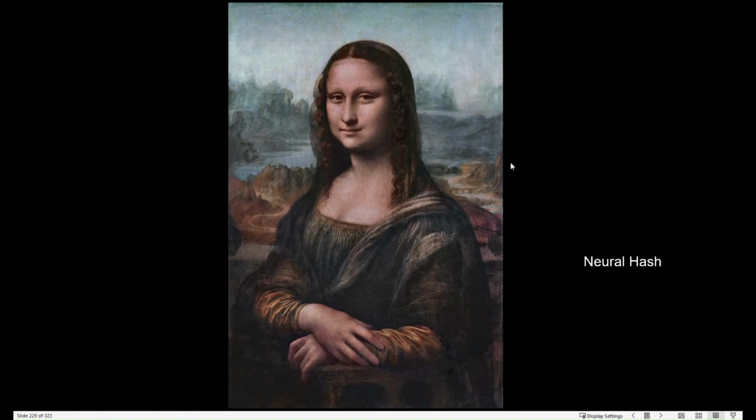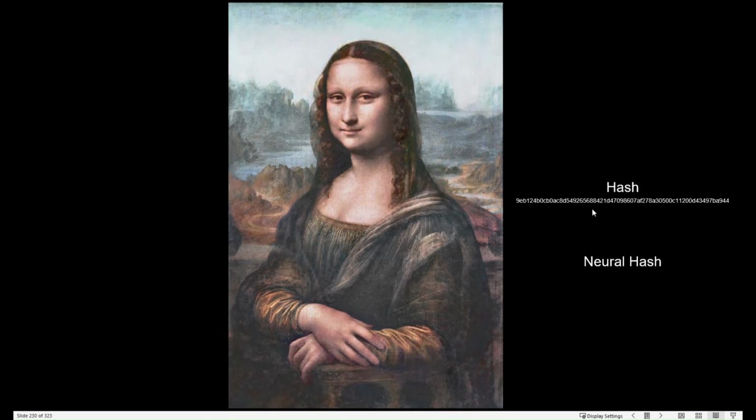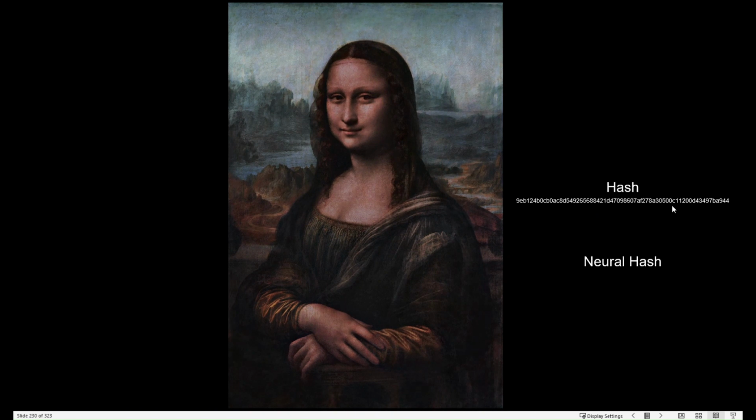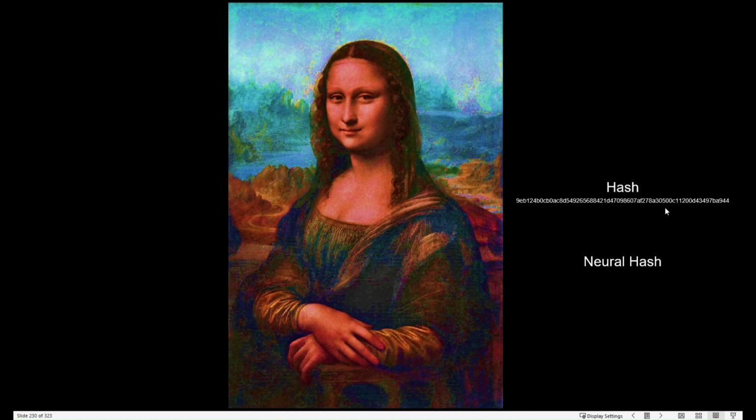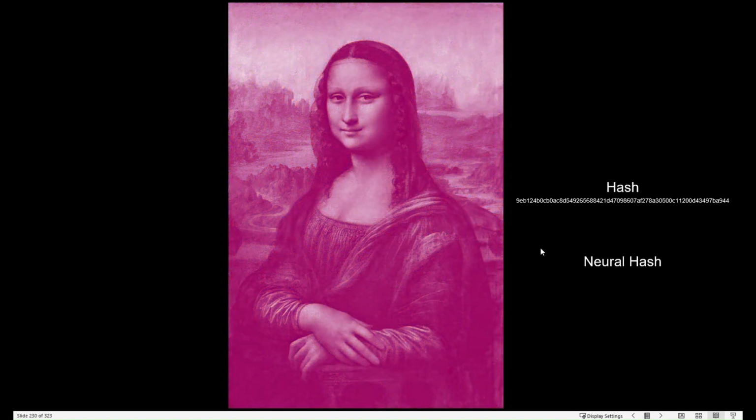But I was just giving you a case in point where, in layman's terms, our Mona Lisa will have a hash. If I compress it, it'll be the same hash. If I brighten the image, same hash. If I darken it, it's going to be the same hash. Black and white, same hash. Totally mess with the colors, throw an Instagram filter, same hash.